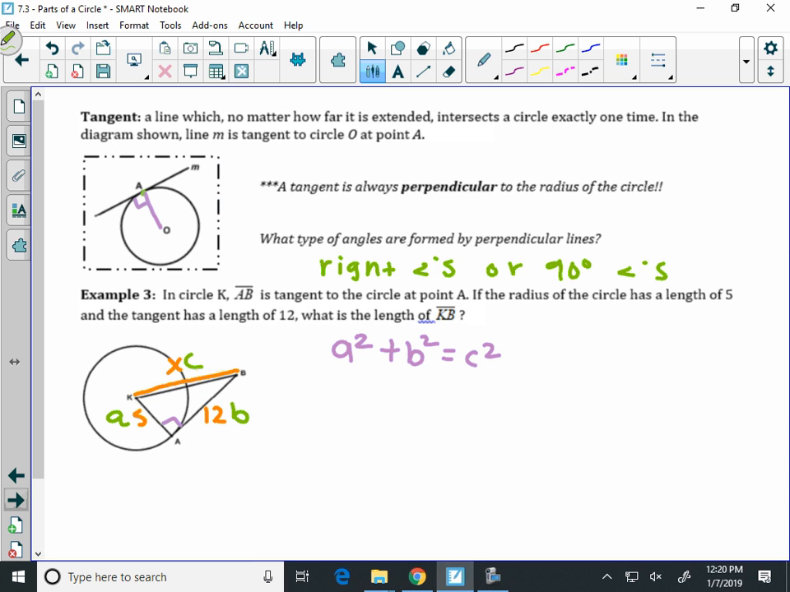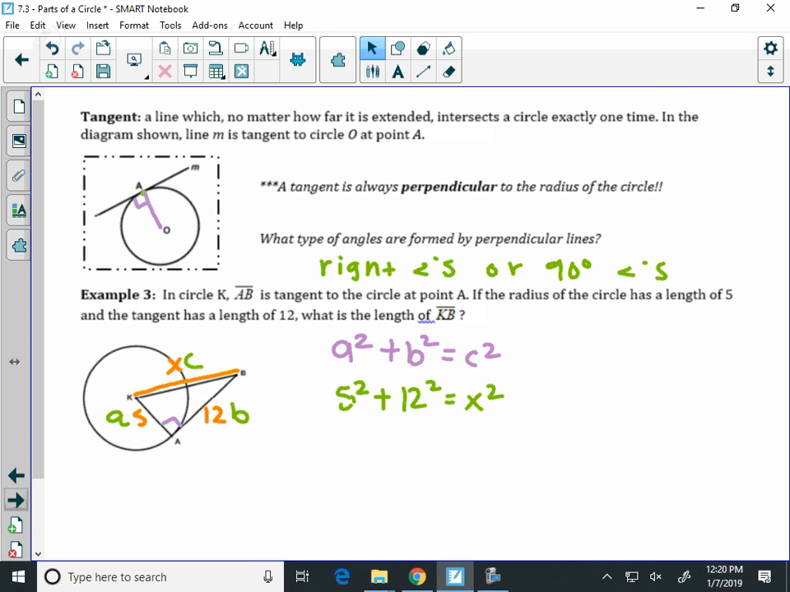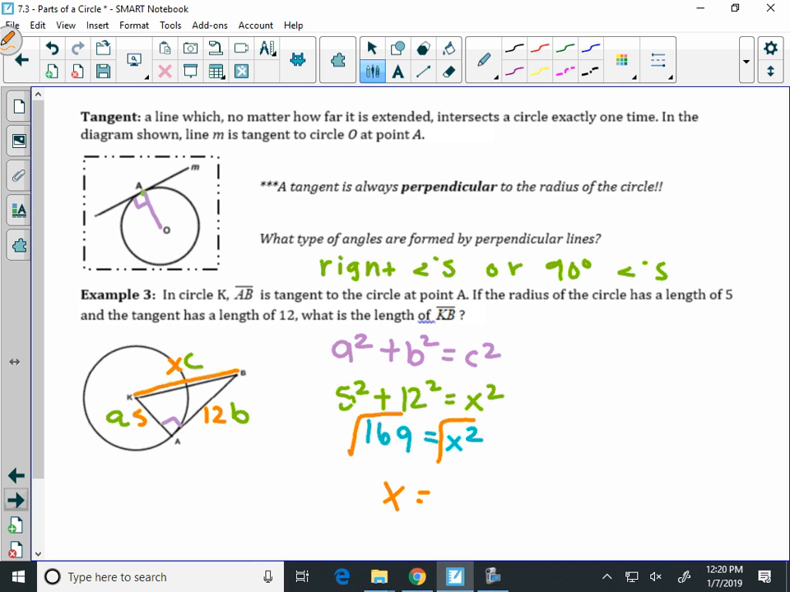Fill everything in, so we get 5 squared plus 12 squared equals x squared. So we clean this up. 5 squared plus 12 squared is what? 169. What do we have to remember to do to both sides to get x by itself? Square root. Don't forget to square root. And when we do that, the square root of 169 is what? 13. So there's your answer.